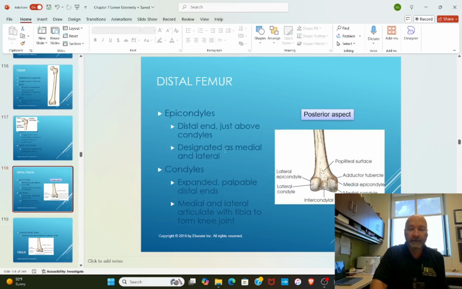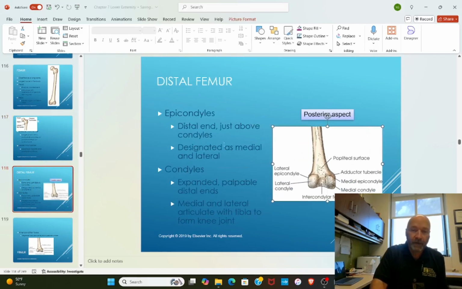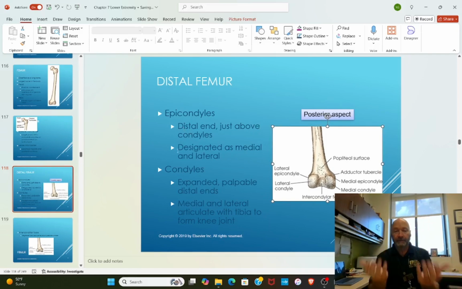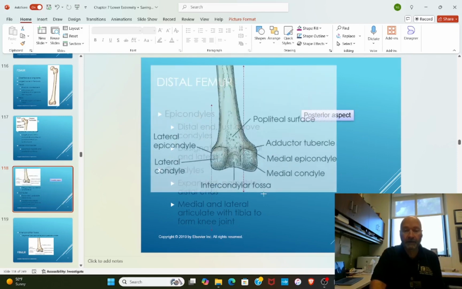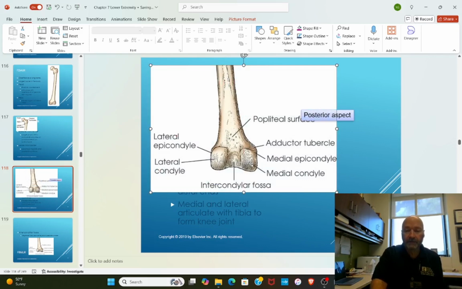On the distal end, we've got epicondyles, and we talked about those before. Condyles are the articular surfaces where you get the articulation with the tibia. The epicondyles are on the side, and that's what you can actually feel. So what it looks like is this. You've got the condyles, the smooth articular surfaces, and the epicondyles are, again, those things that you can feel on either side.